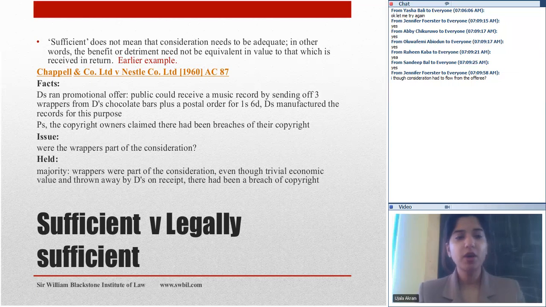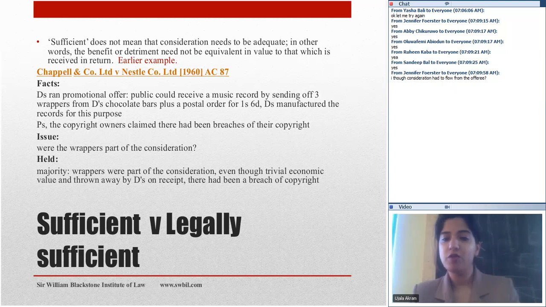And the majority held that the wrappers were part of the consideration, right? They had trivial economic value, and they were, of course, thrown away by defendants when they received the wrappers. But they were considered as part of the consideration. So in this case, it did not matter that the wrappers in themselves were worth very little and did not equal the market value of the record.